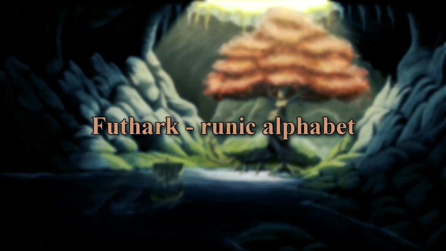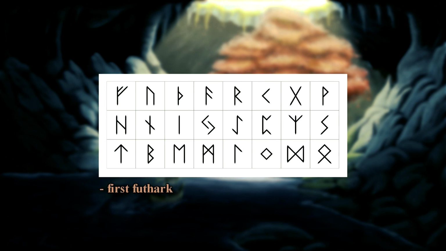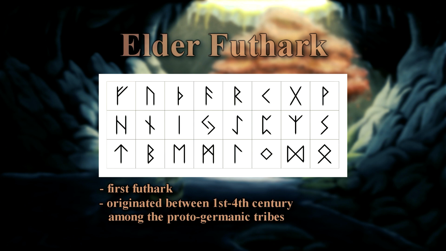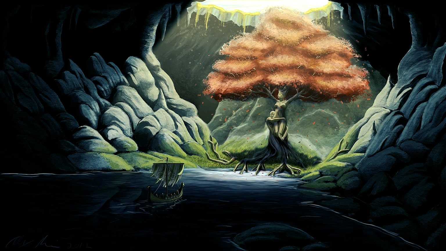A runic alphabet is called a futhark, and today we recognize 3 different fully developed futharks. The very first futhark was formed between the 1st and 4th century AD by the Proto-Germanic peoples, and it contained 24 runic symbols. This futhark is the first fully developed runic alphabet known to us, so it's therefore called the Elder Futhark.